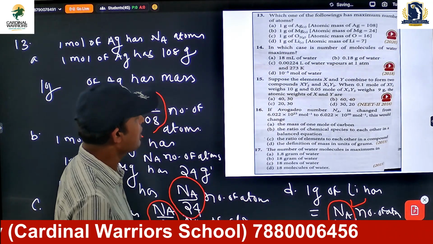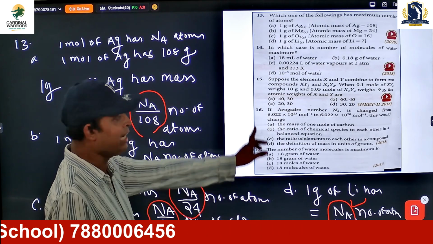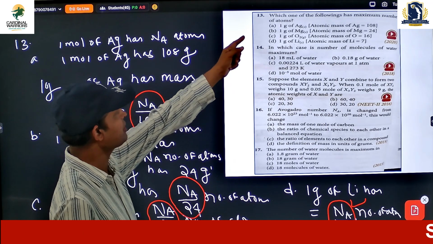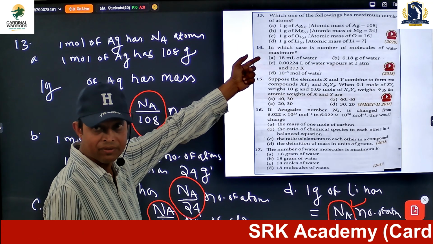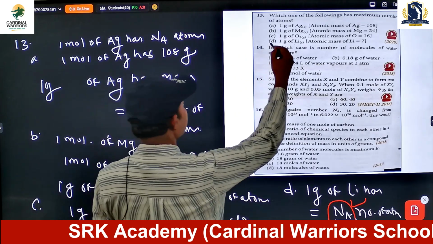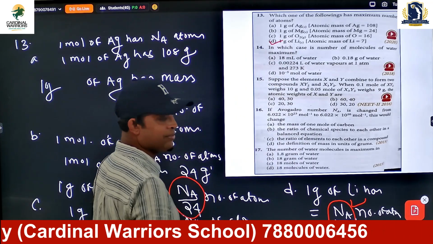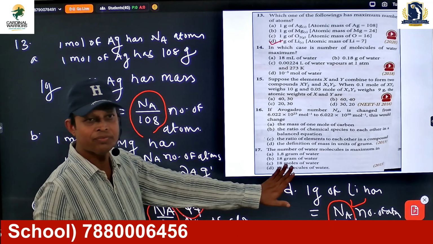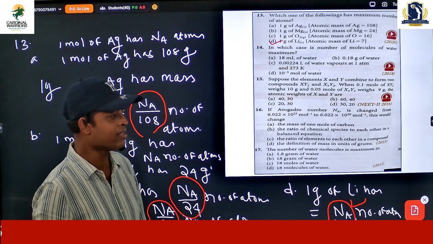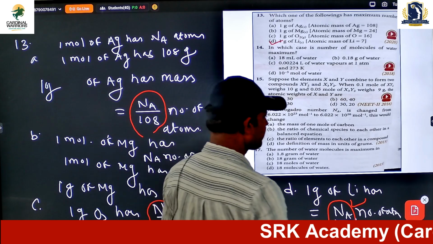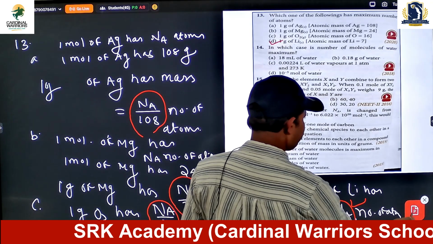So which one is the right option? D is the right option. Which one of the following has a maximum number of atoms? So option D is the right option. We'll go with option D. Understood? Yes. Next.